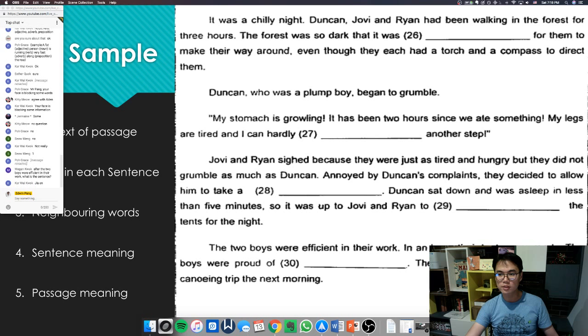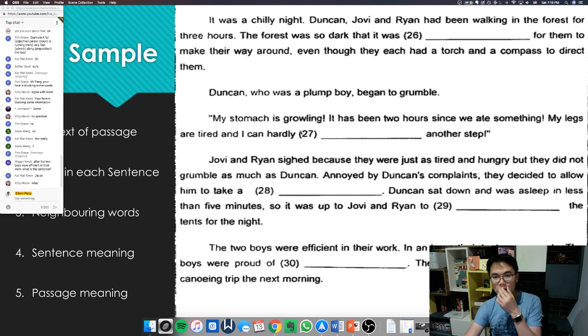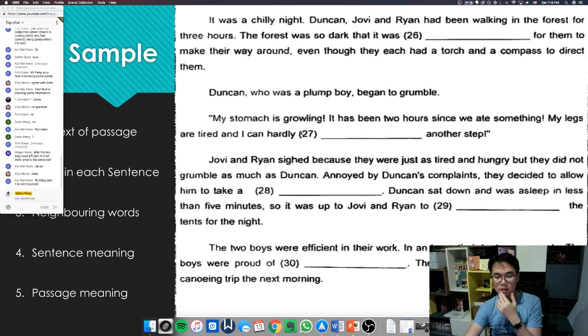The two boys were efficient in their work. In an hour, the tents were ready. The boys were proud of blank. They could not wait for their canoeing trip the next morning. Okay, anyway, it's not important, right?